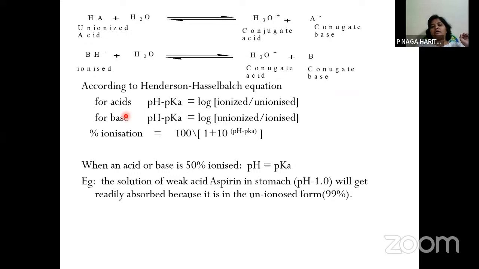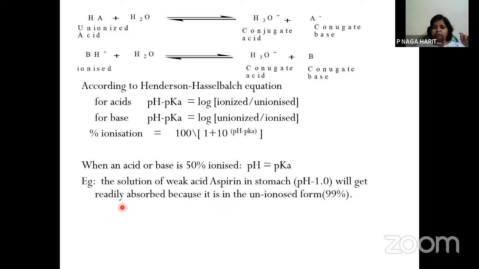So here we take the equation called the Henderson-Hasselbalch equation, a very important equation. For acids, pH minus pK is log concentration of ionized by unionized, whereas for the base, pH minus pK is equal to log concentration of unionized by ionized. The percentage of ionization can be calculated by 100 divided by 1 plus 10 to the power pH minus pK. When an acid or a base is 50% ionized, then pH will be equal to the pK value.